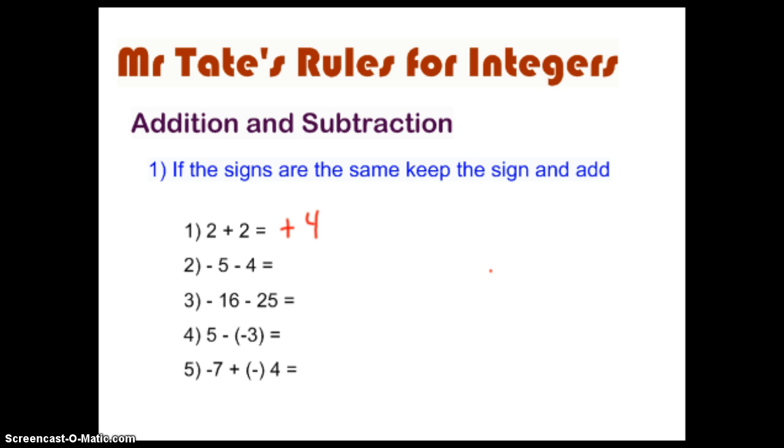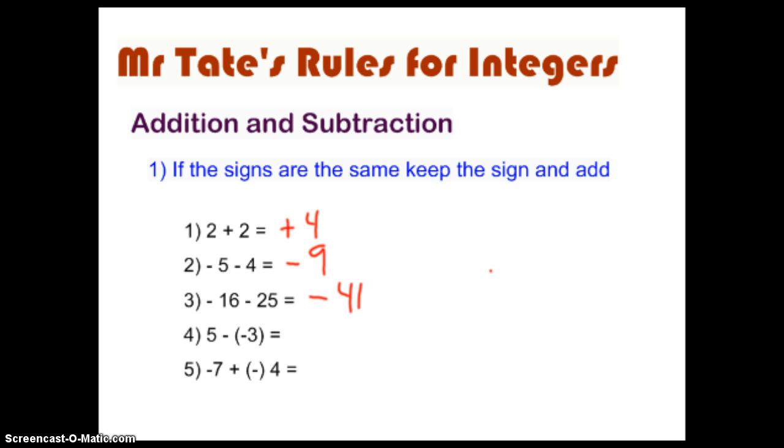So the signs are the same, they're both negative, so I'm going to put down a negative number. I always want to write down my negative or positive symbol first. It helps me to prevent mistakes also. So I have a negative 5 and a negative 4. Signs are the same, keep the sign and add: negative 9. My next one, once again, negative 16, negative 25. Those signs are the same, so I'll keep that sign a negative, and I'll add those 2 together.